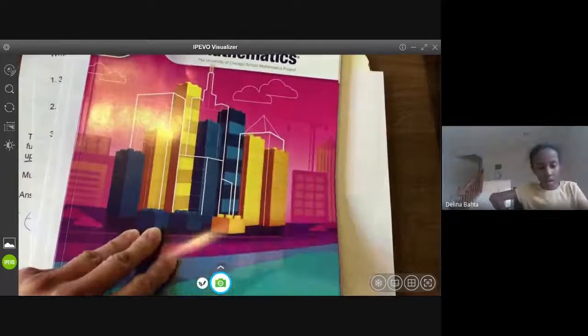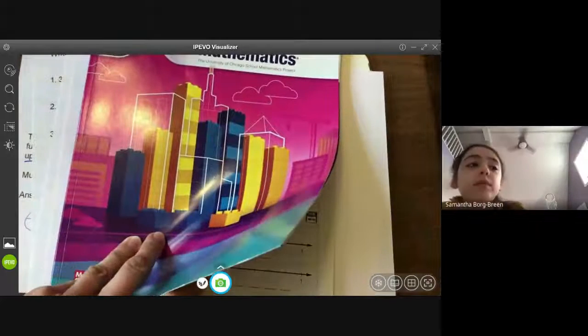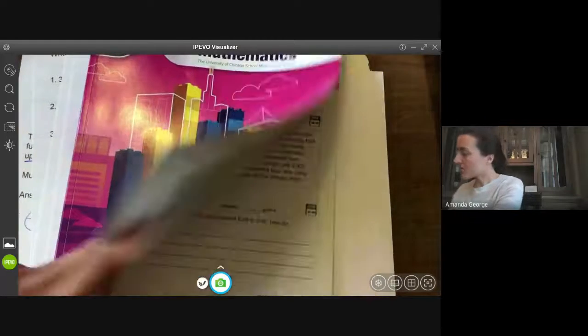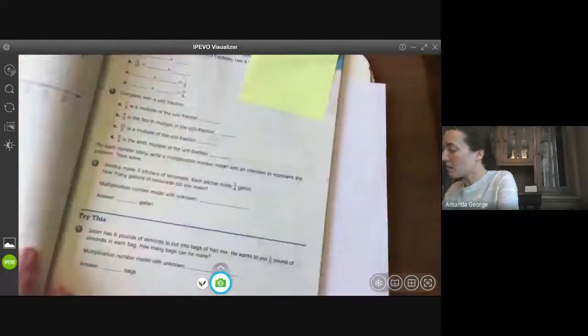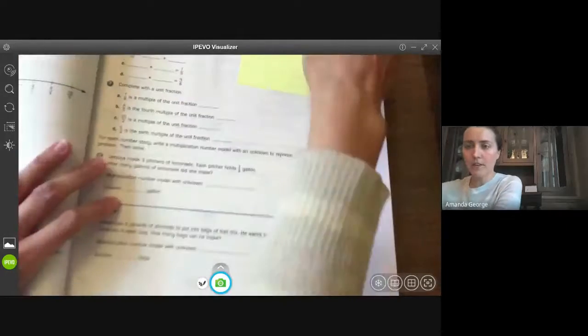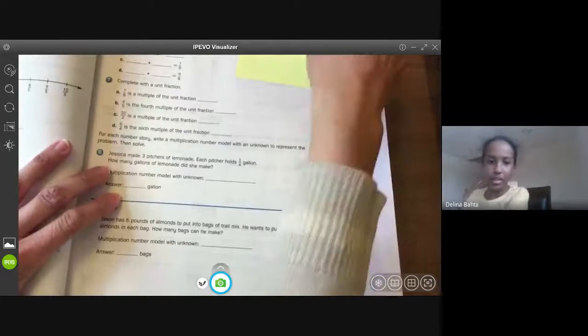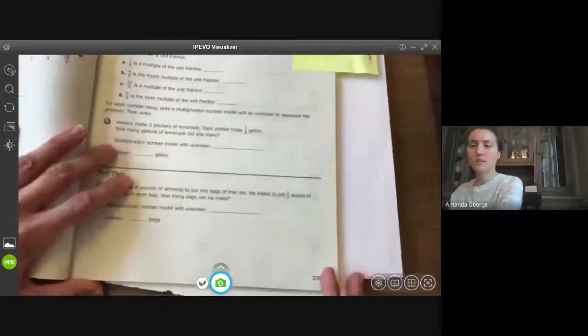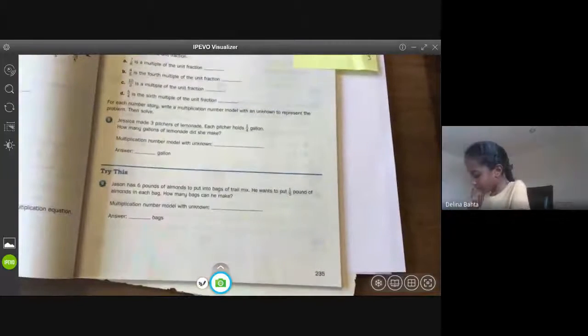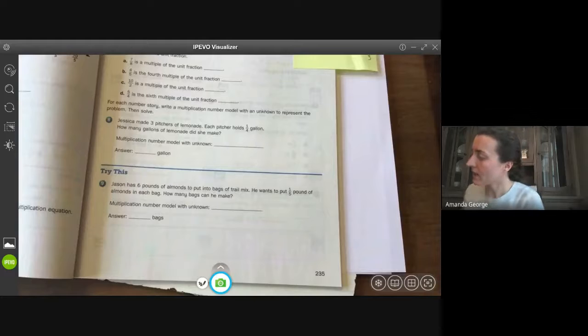Which page are you on? Yeah, what page are we on? Let's see. I bookmarked it. 235. Wait, what page? 235. Okay, so let's read it together.